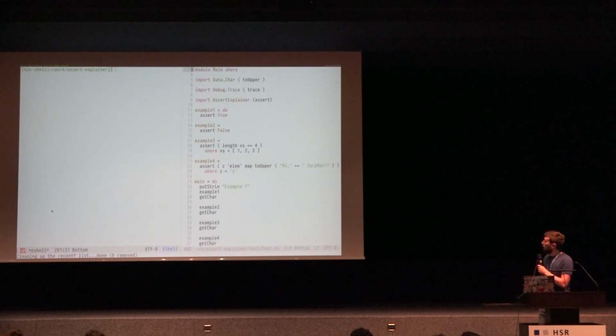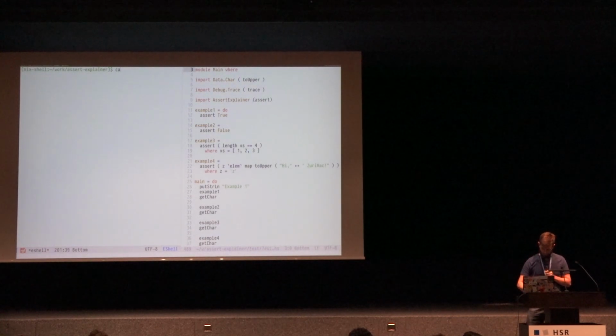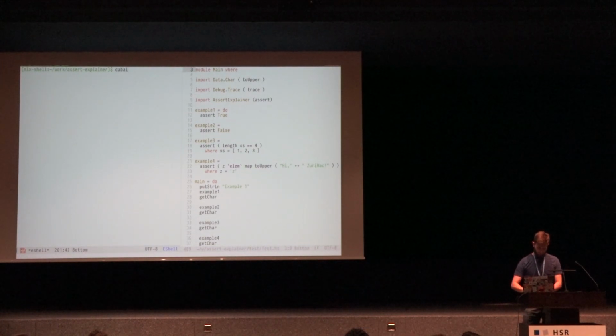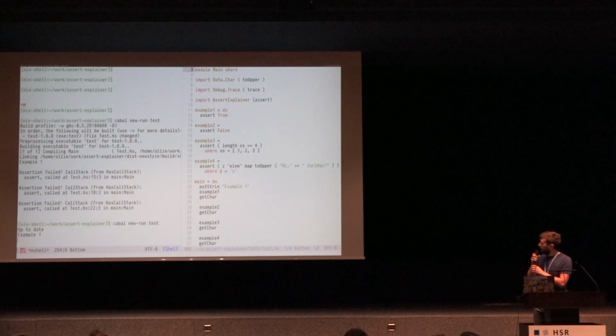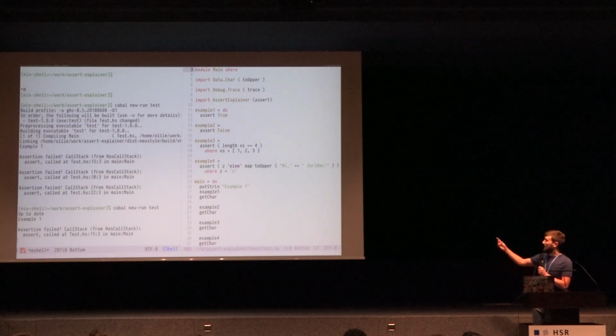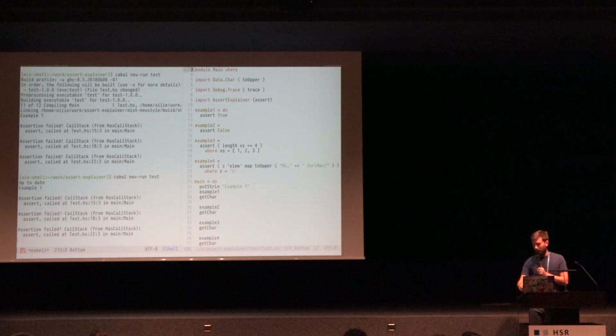So why is that Boolean false rather than true? This is a little example that I put together. Here you can see examples 1 to 4, just calling this assert function. And in main, I'm sequencing these all together and just using getChar as a little pause. So if I cabal new-run on this, okay, so example 1, we can see assert true. We would hope that's fine. Oh, sorry, it's actually showing example 2. Example 1 was fine. It's example 2, assertion failed.